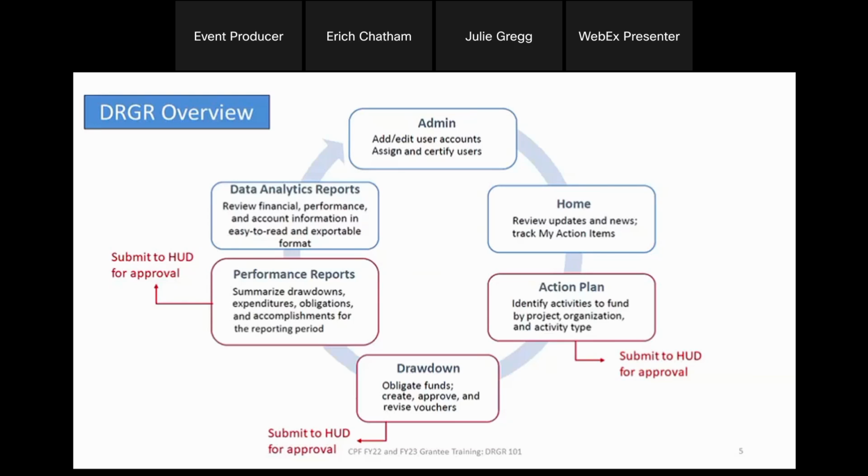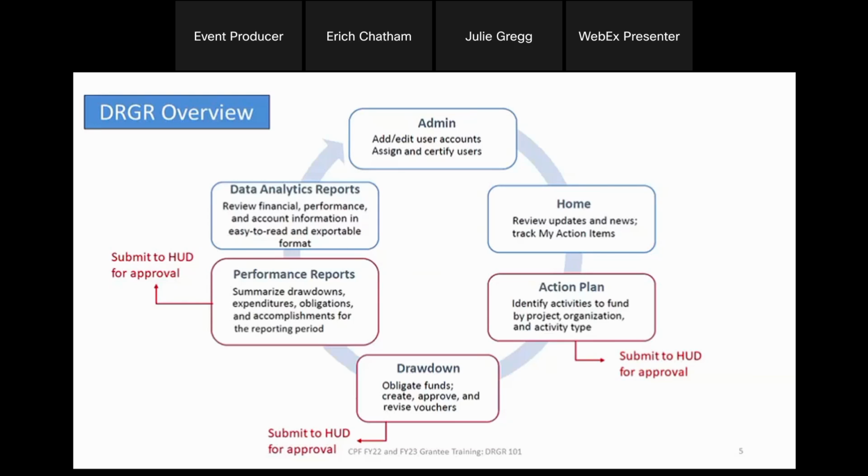Your first big step in DRGR will be this action plan, which is essentially a reproduction of your grant application, where you'll describe your program, your budgets, your outcomes, and your expected timelines. We'll go through the details of that action plan. Again, the action plan will be submitted for HUD approval, and you'll work directly with your HUD contact to have that plan reviewed and approved.